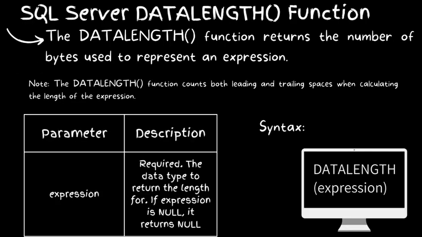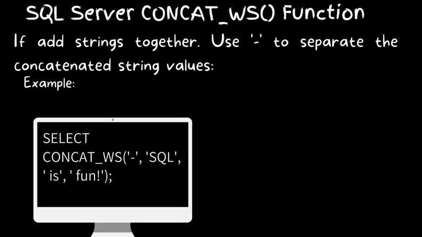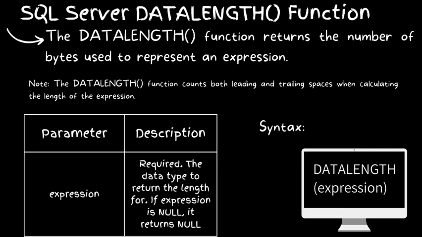Data length function. The DATALENGTH function returns the number of bytes used to represent the expression. Note, the DATALENGTH function counts both leading and trailing spaces when calculating the length of the expression. Parameter: expression. The description is the data type to return the length for. If expression is null, it returns null. The syntax: DATALENGTH(expression).